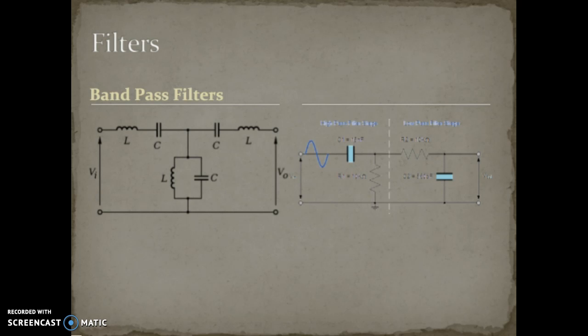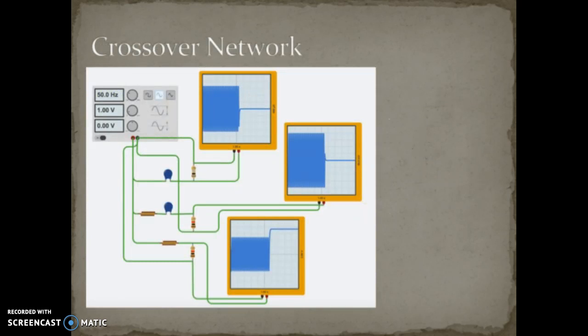Let's proceed. So this is actually a crossover network, which is a network that filters and diverts signals to different sections of the circuit. So it sends the low frequencies to the woofer speaker, mid-range frequencies to the mid-range speakers, and high frequencies to the tweeter speakers. These are usually set up within speakers to give the sound effect of being all around you.